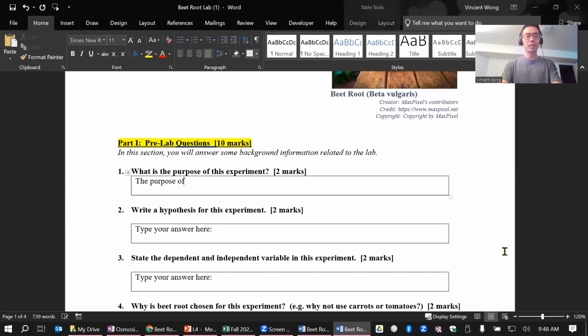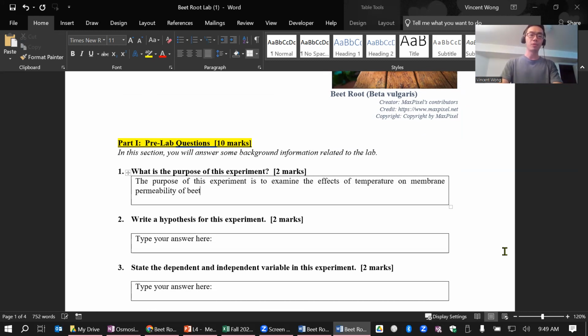The purpose of this experiment is to examine the effects of temperature on membrane permeability of beetroot cell. You're gonna be using beetroot. That's it, that's 2 marks.